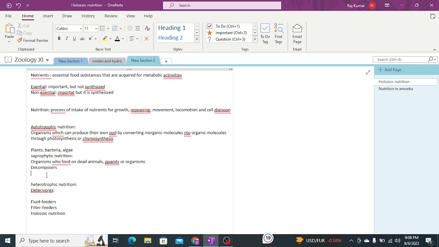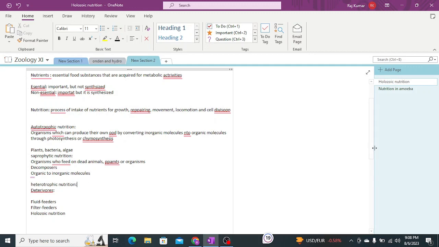They actually feed on dead animals and plants, but they produce their own food by converting the organic molecules into inorganic molecules. The saprophytic nutrition converts organic to inorganic molecules. So suppose a molecule of protein is there, they would be converting that molecule of protein into amino acid and then amino acid into inorganic molecule, and then they would be getting energy from that.